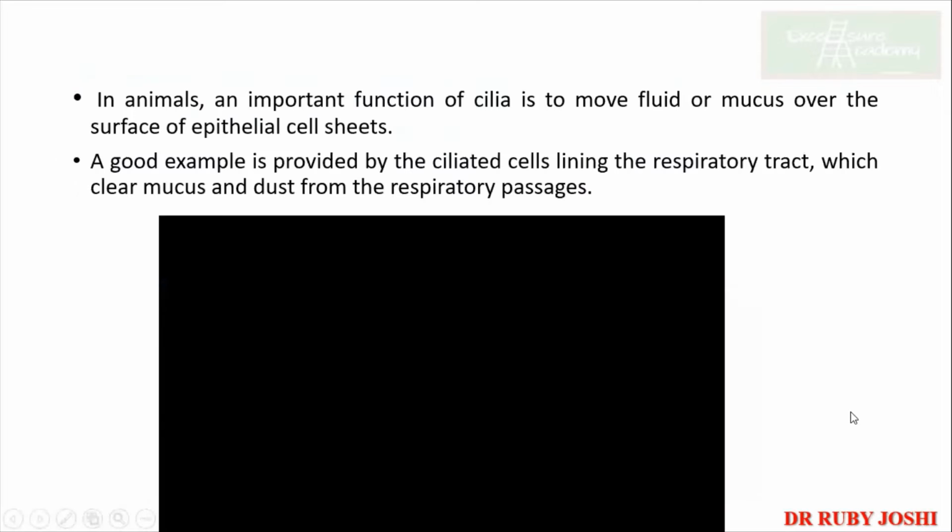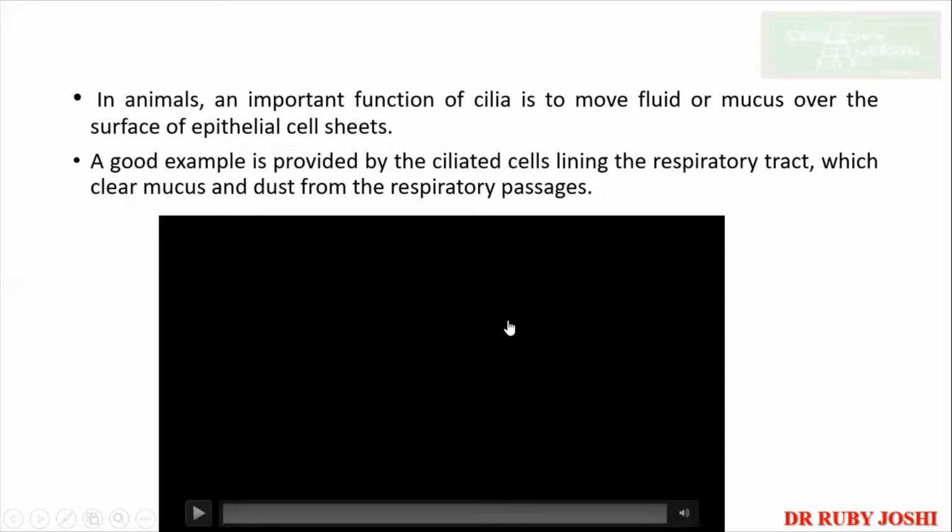Okay, so in animals, an important function of cilia is to move fluid and mucus over the surface of epithelial cell sheets, and a good example is provided by the ciliated cells lining the respiratory tract, which clear the mucus and the dust from the respiratory passages. Okay, so let's watch this, it is a complete video, I guess.